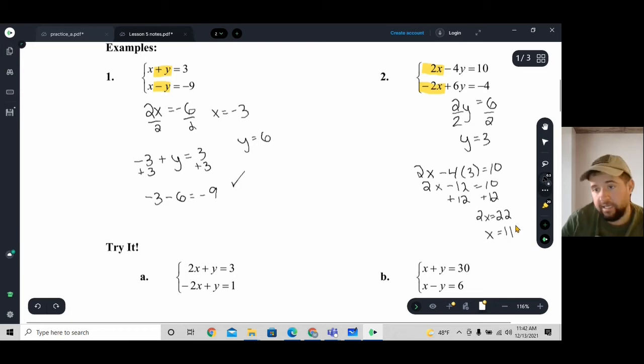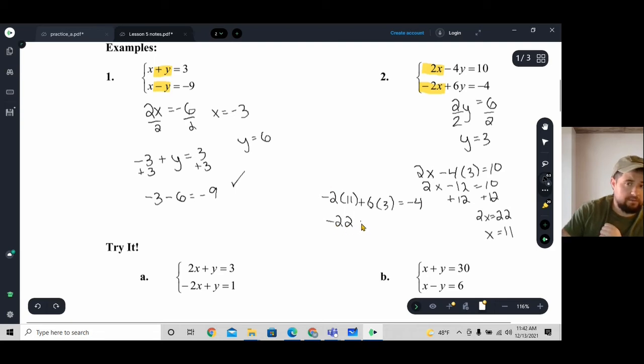And I'm going to check against my other equation to see if it works. So I'm going to take the second equation and plug in these numbers again. I'm going to do that over here. So is negative 2 times 11 plus 6 times 3 equal to negative 4? Is negative 22 plus 18 equal to negative 4? Yes, it is. So that's how I know that y is 3 and x is 11. My solution is correct.